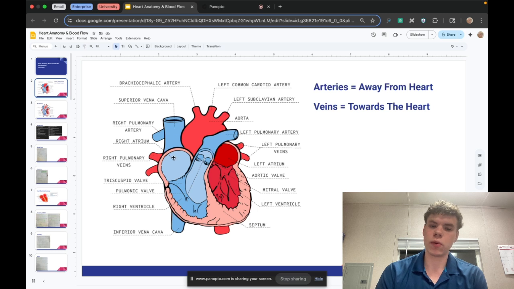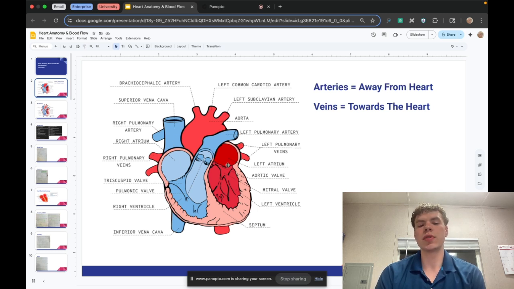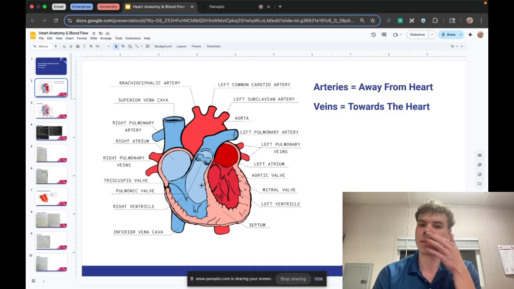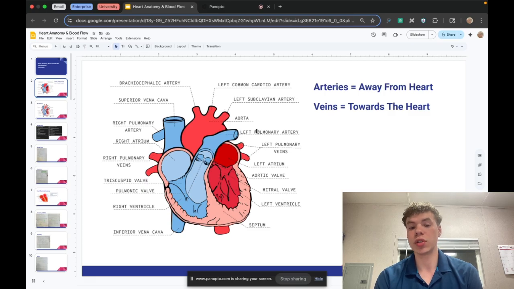So the heart is a four-chamber system. You have your two atriums at the top and your two ventricles at the bottom, right? It comes in on the right side of the heart, goes to the lungs to get oxygenated, and then comes back through the left side of the heart to go out to the aorta to the rest of the body.